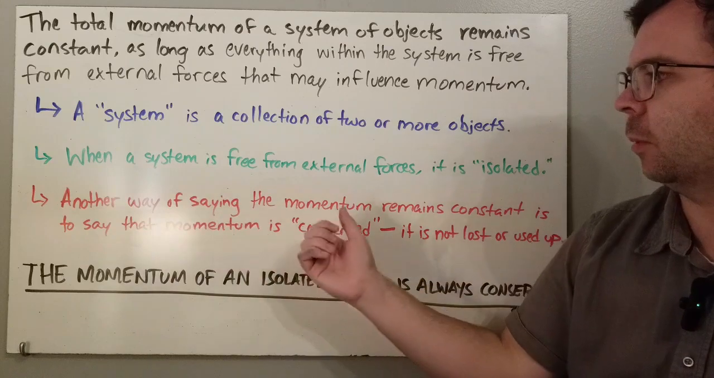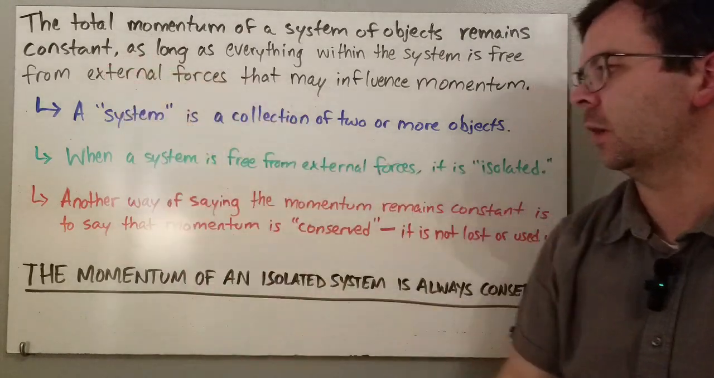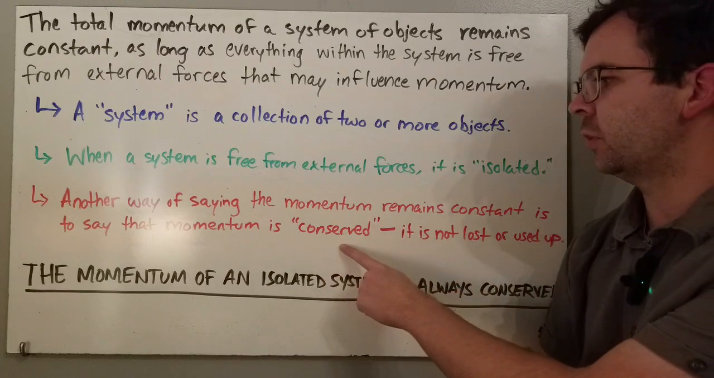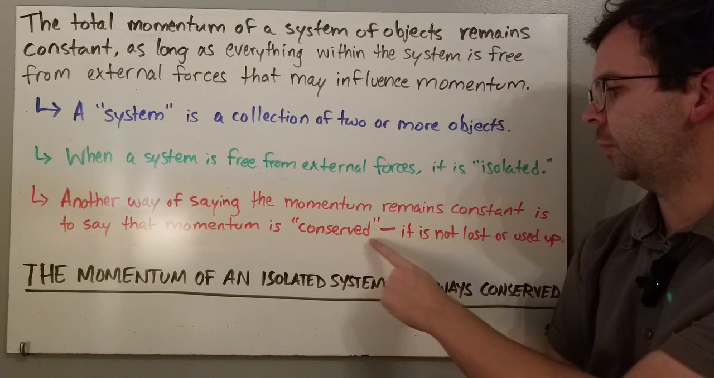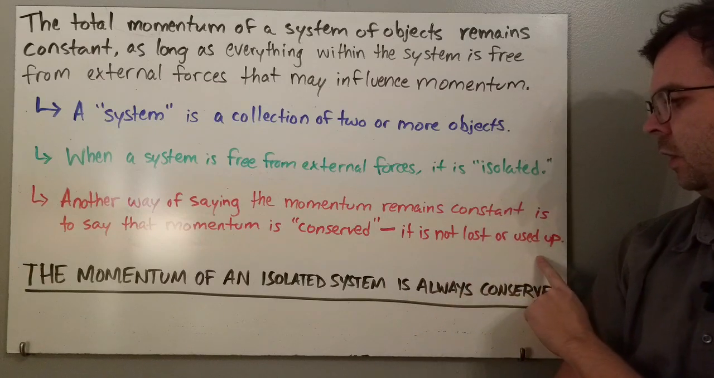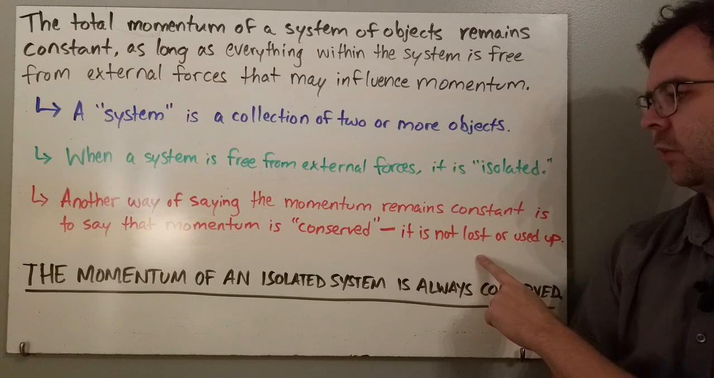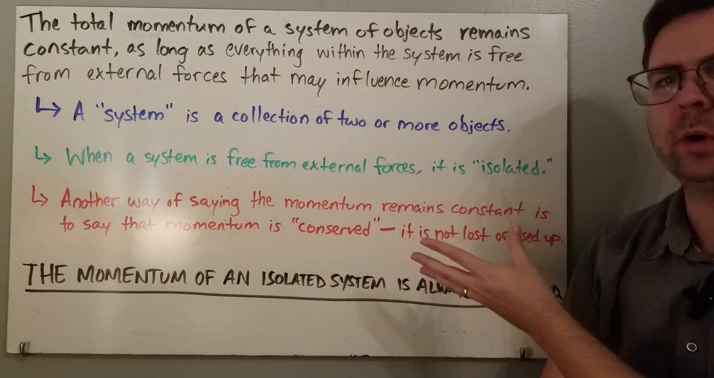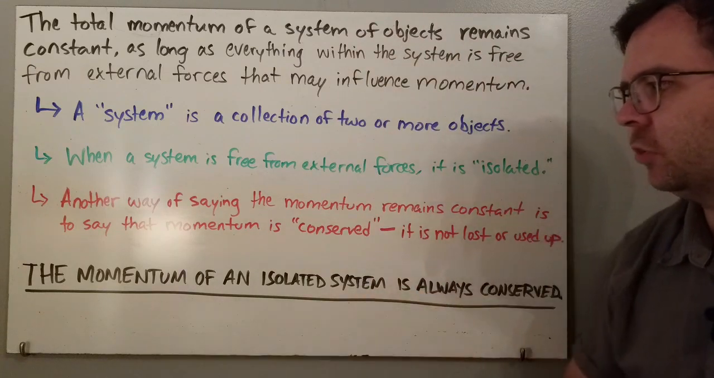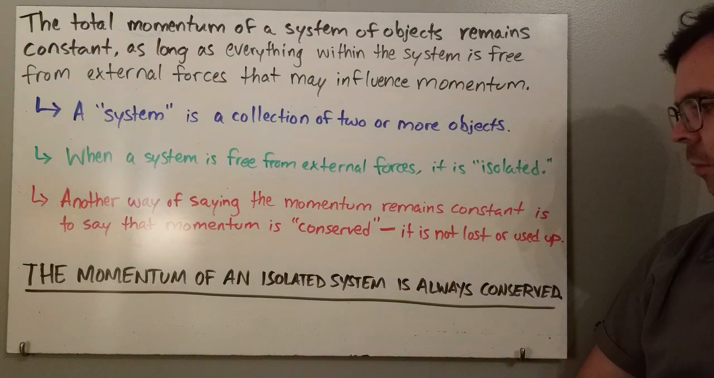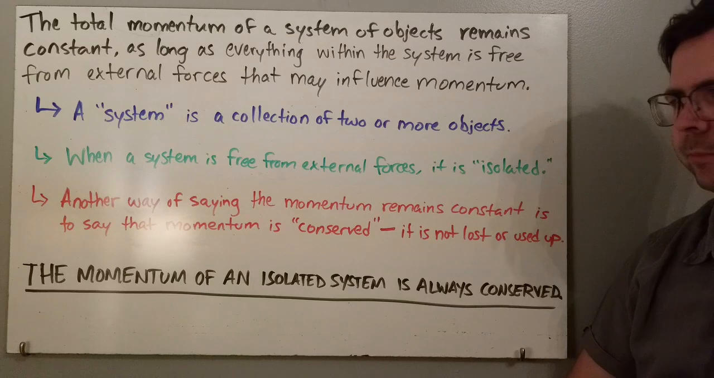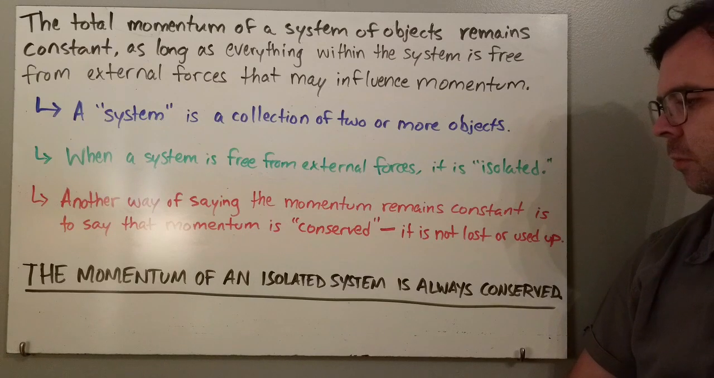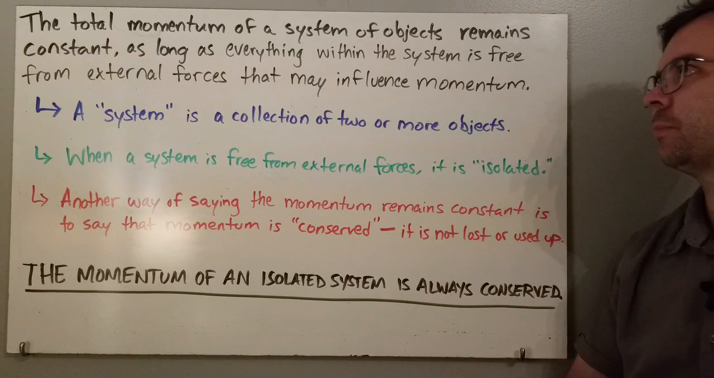So another way of saying that the momentum remains constant, as we set up here, is to say that the momentum is conserved. Being conserved means you're not losing it, you don't lose any of it, and it doesn't get used up. The momentum is not lost, the momentum is not used up at all. And so to wrap all of this up into one concise sentence, the momentum of any isolated system is always conserved. The momentum of an isolated system is always conserved. So I want to give you an analogy to end with to help drive this home.